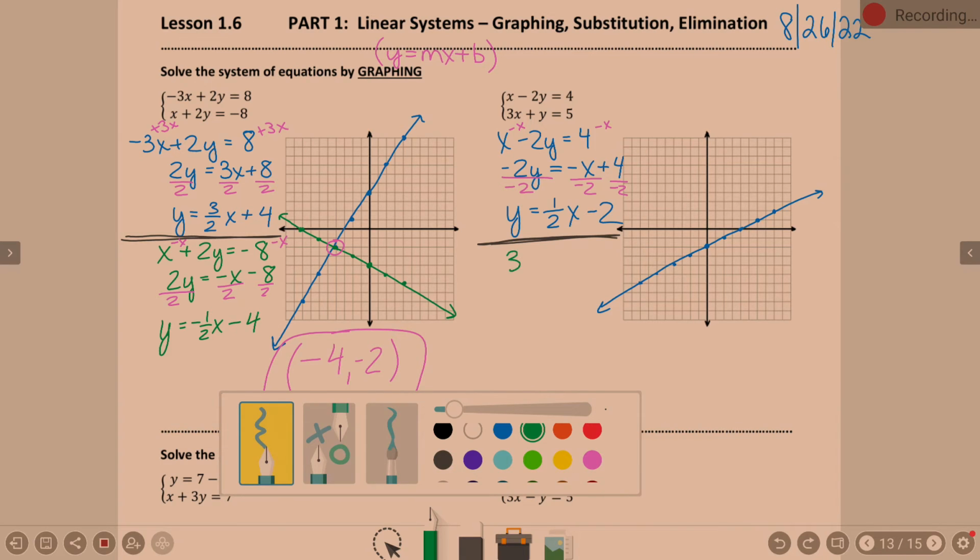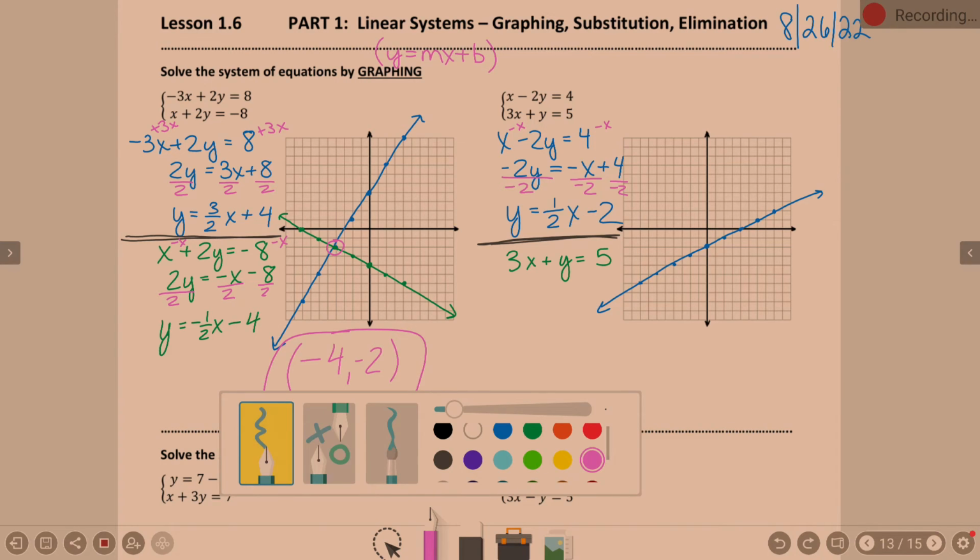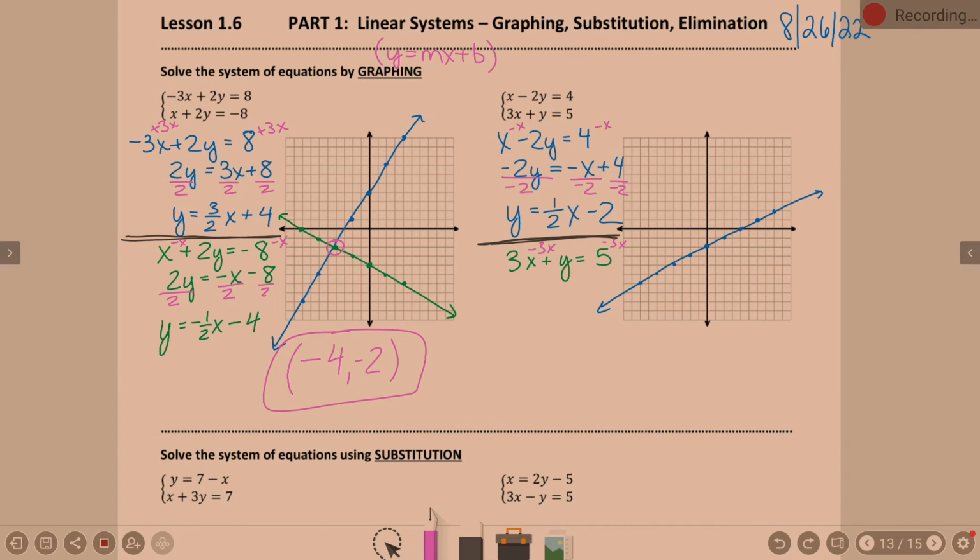Now we have 3x plus y equals 5 as our other one to graph. How are we going to get y by itself? We're going to subtract 3x this time. So now I have y equals 5 minus 3x, or negative 3x plus 5, if you prefer. Now, y-intercept of 5. And then to make negative 3 a fraction, put it over 1. So now rise negative 3, so fall 3, run positive 1, which is right 1.